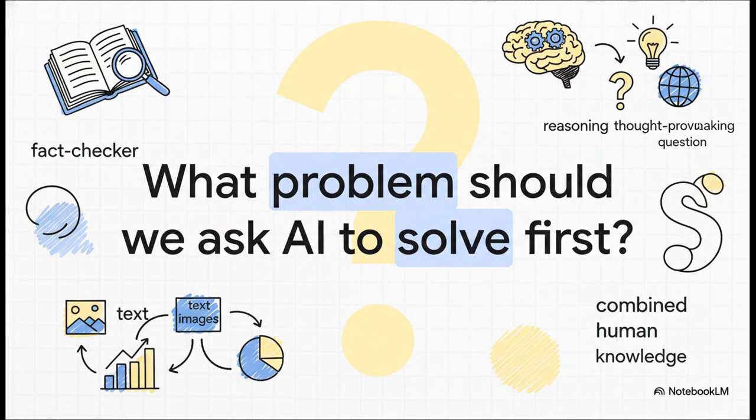So what started as a simple fact-checker has evolved into this incredibly sophisticated reasoning engine, one that's on the verge of understanding the entire breadth of our knowledge, text, images, and data all combined. Which really brings us to a final, pretty big question. Now that we're actually building it, what's the first problem we should ask it to solve?